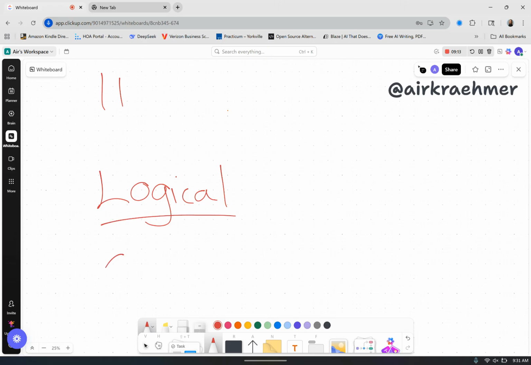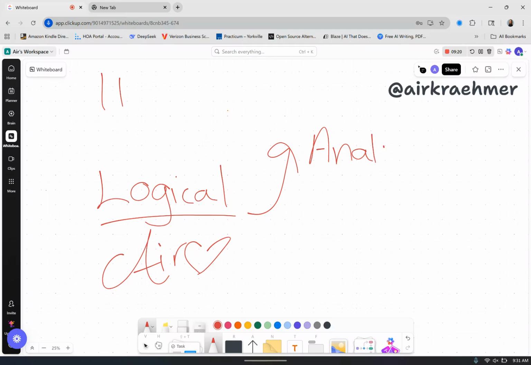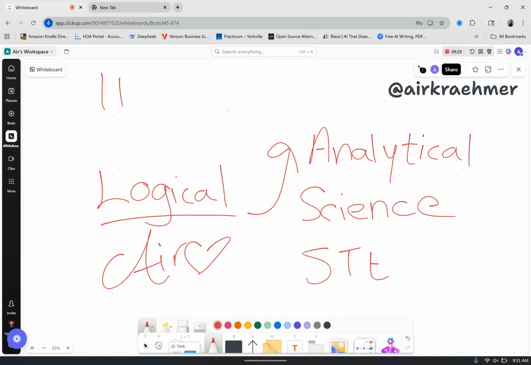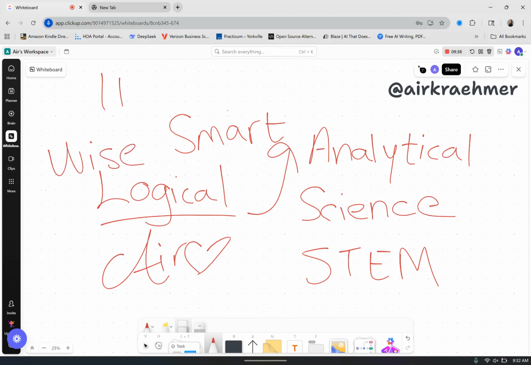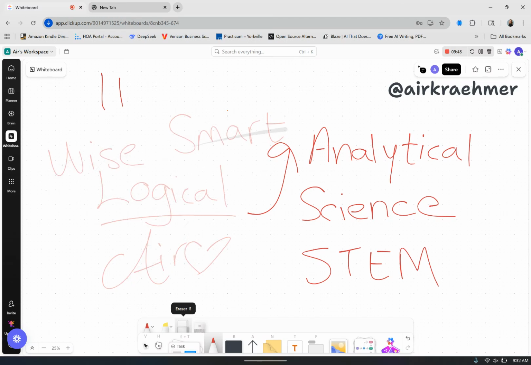Now I call her logical air. Super simple with this, right? But others may call them analytical, scientist, STEM, smart, wise. They all come into play. But basically, this is your version of yourself that's very practical, very smart, makes good decisions based off of facts and reasons.